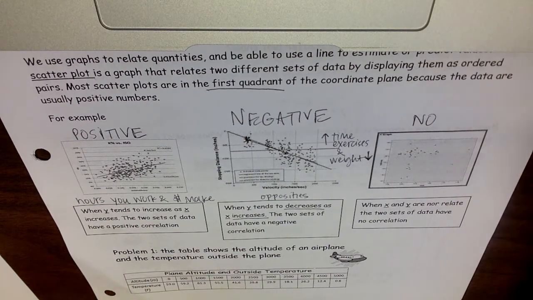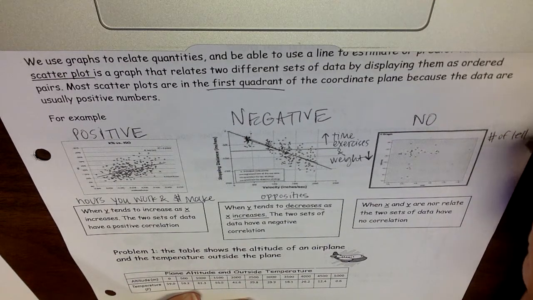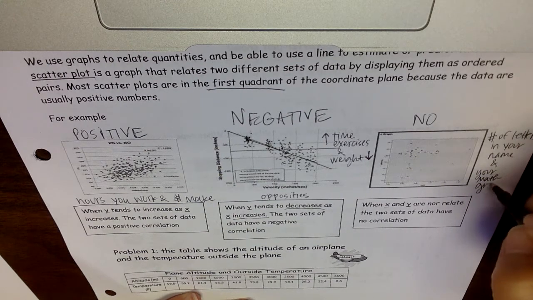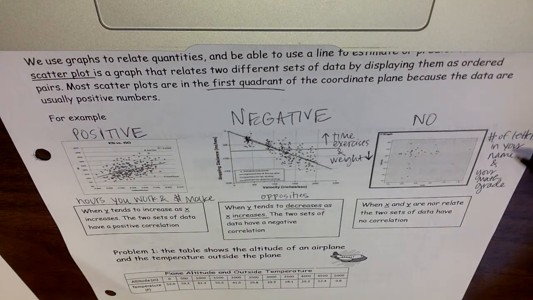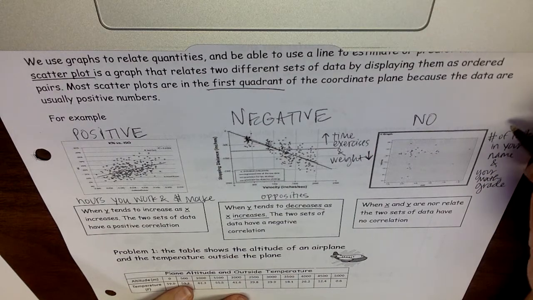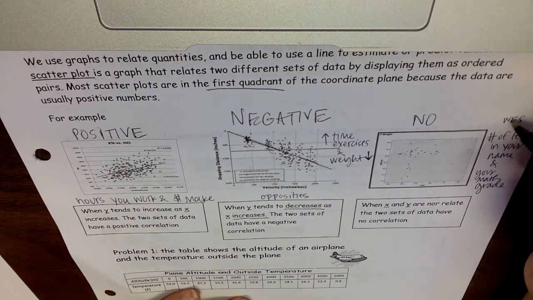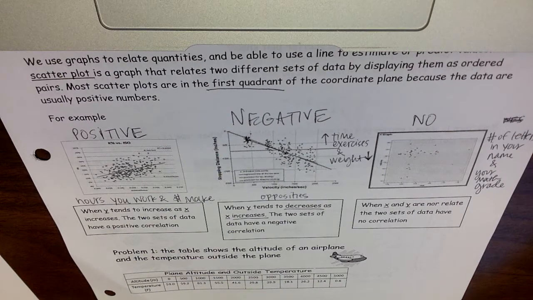No correlation would be something like the number of letters in your name and your math grade. As the number of letters in your name increases, it has no bearing on what your math grade is. You could have a 3-letter name like Wes, and you could make a good grade or a bad grade, or you could have a really long name like Sebastian, and you could also make good or bad grades. So this would be no correlation. That's just a real-world example of all three.